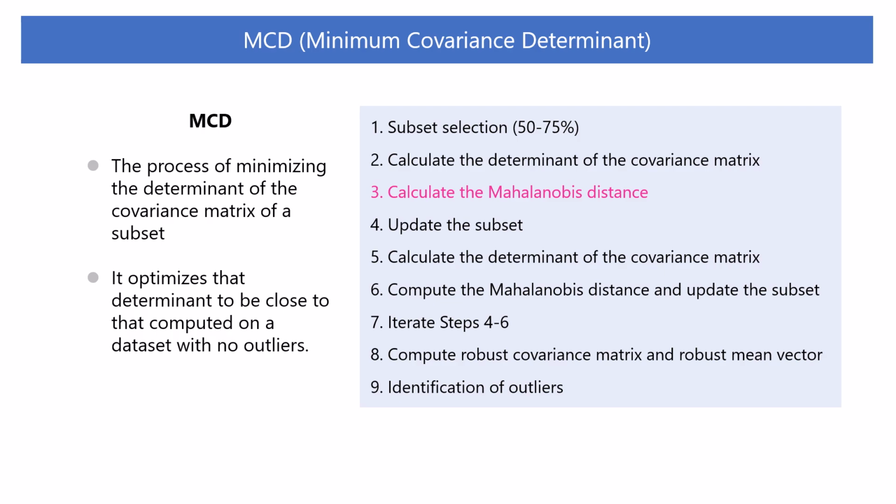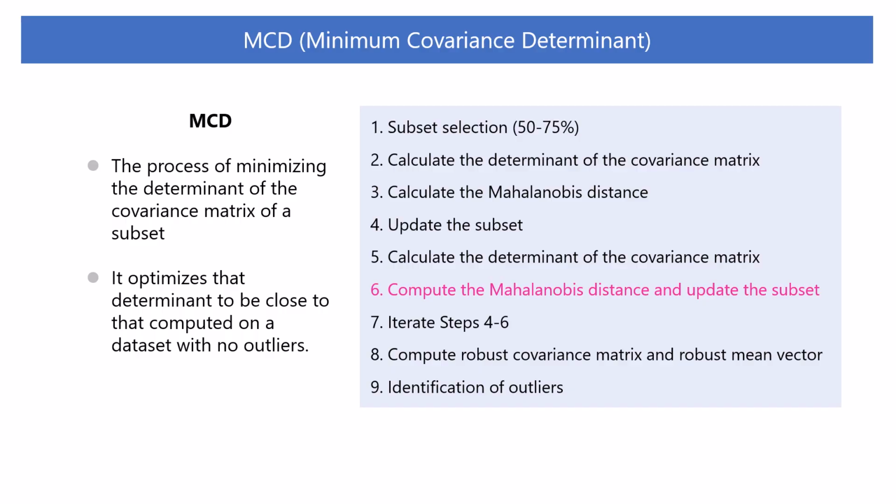Next, for each data point in the subset, calculate the Mahalanobis distance from the center, including all data points outside the subset. Data points with significantly large Mahalanobis distances are then excluded as outlier candidates. Then, the subset is updated by adding the same number of data points from outside the subset as the data points excluded in the previous step. Next, calculate the determinant of the covariance matrix using the new subset. If the determinant is not smaller than before the update, reselect the data points to be added.